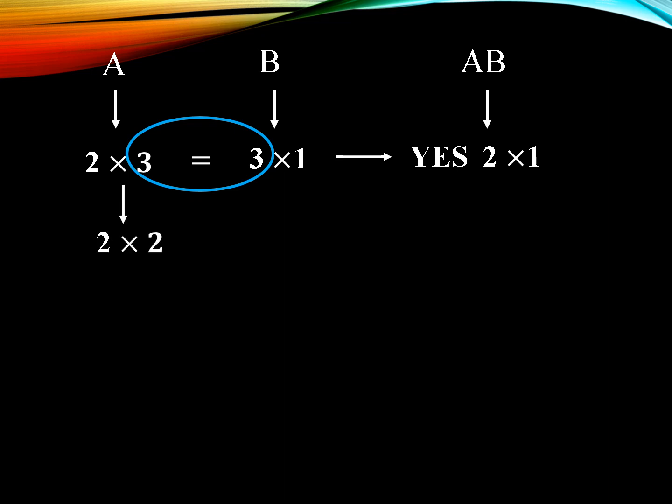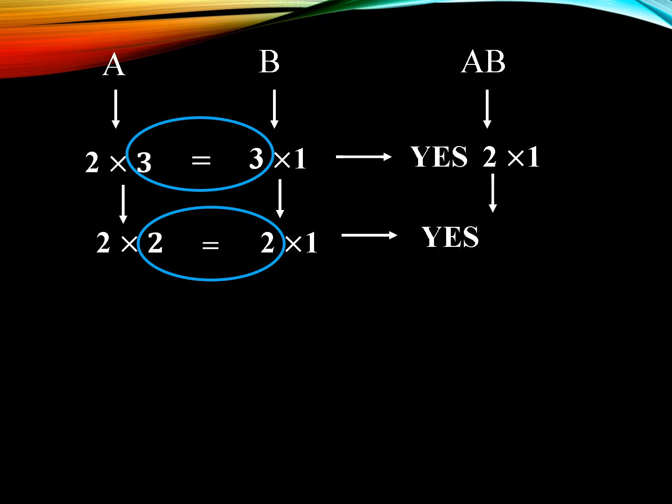Next example, suppose A is a matrix with 2 by 2 order and B is a matrix whose order is 2 by 1. Then let us see whether AB exists or not. Here we can see that the number of columns in A is equal to the number of rows in B. Hence, AB exists and the order of AB will be 2 by 1.